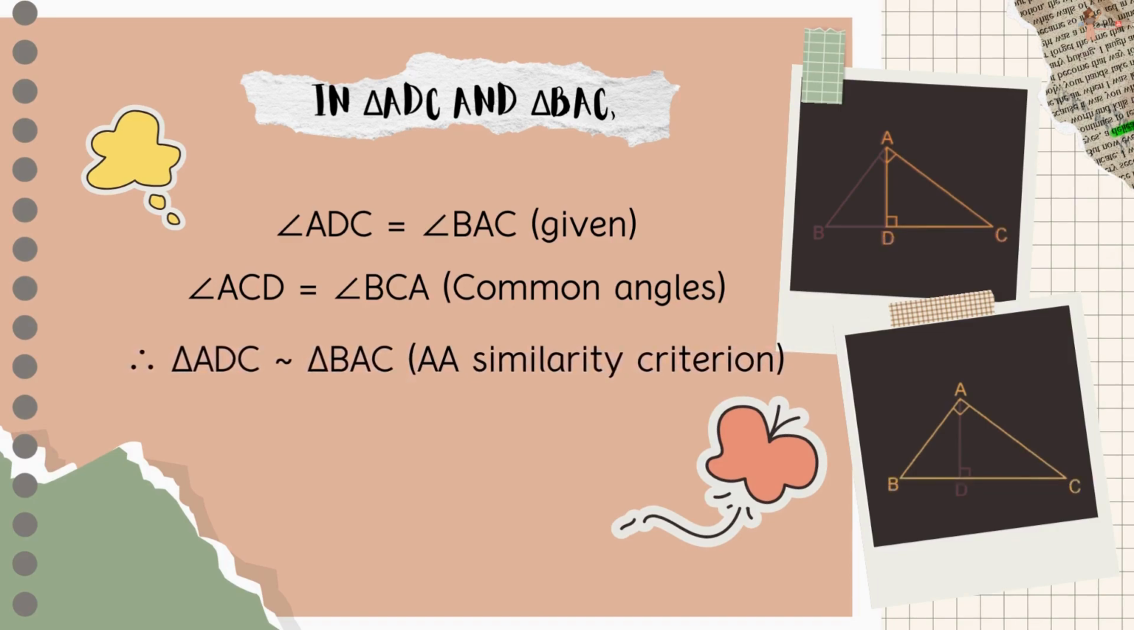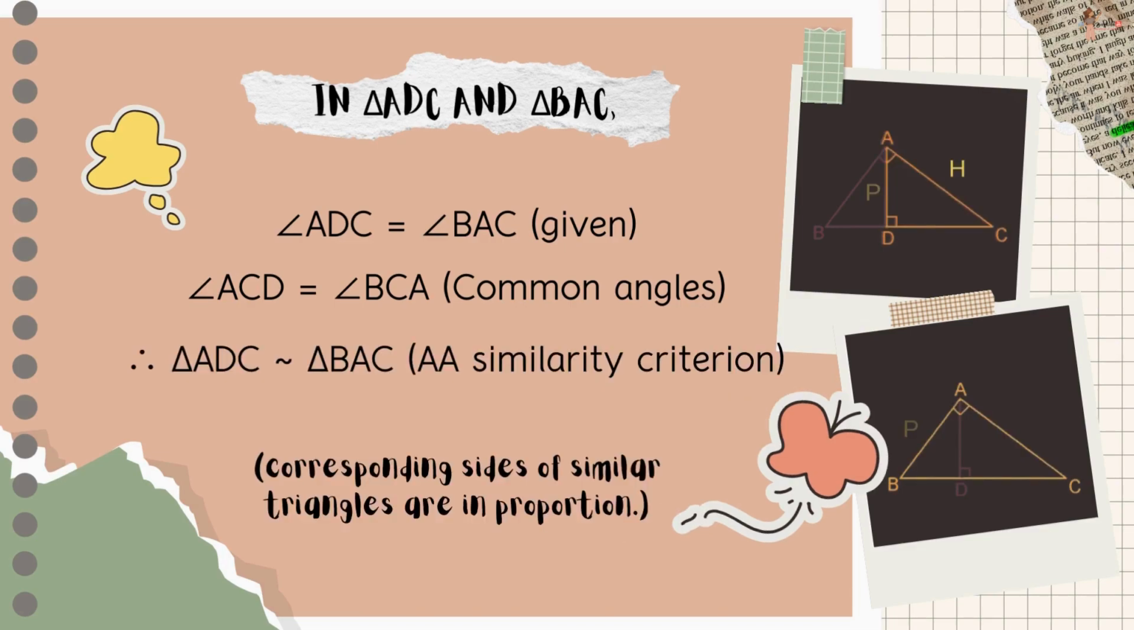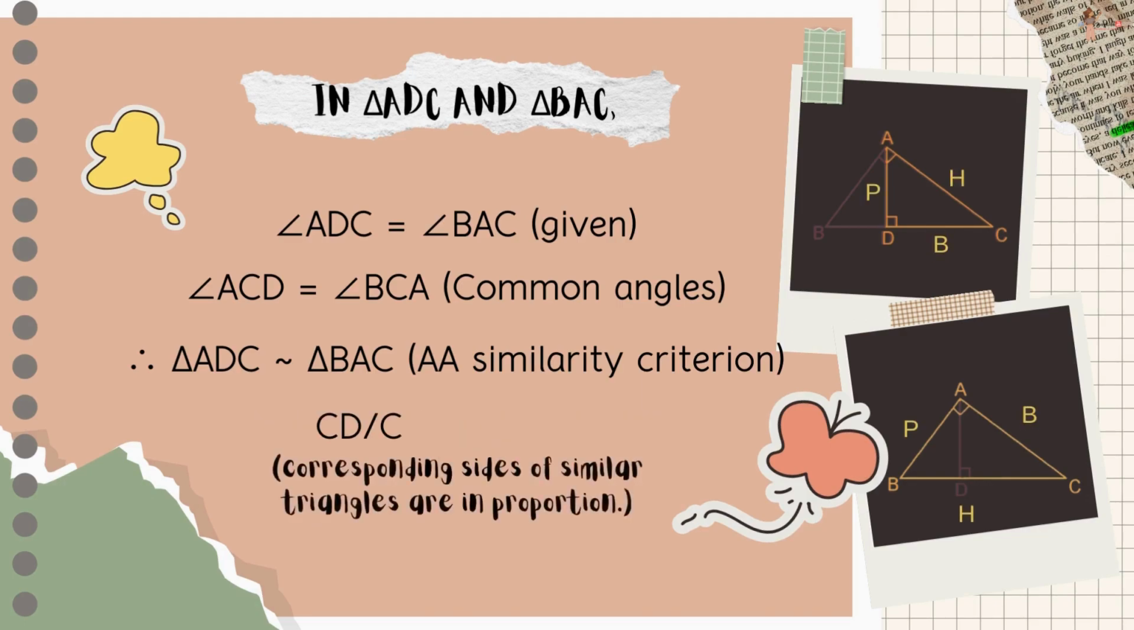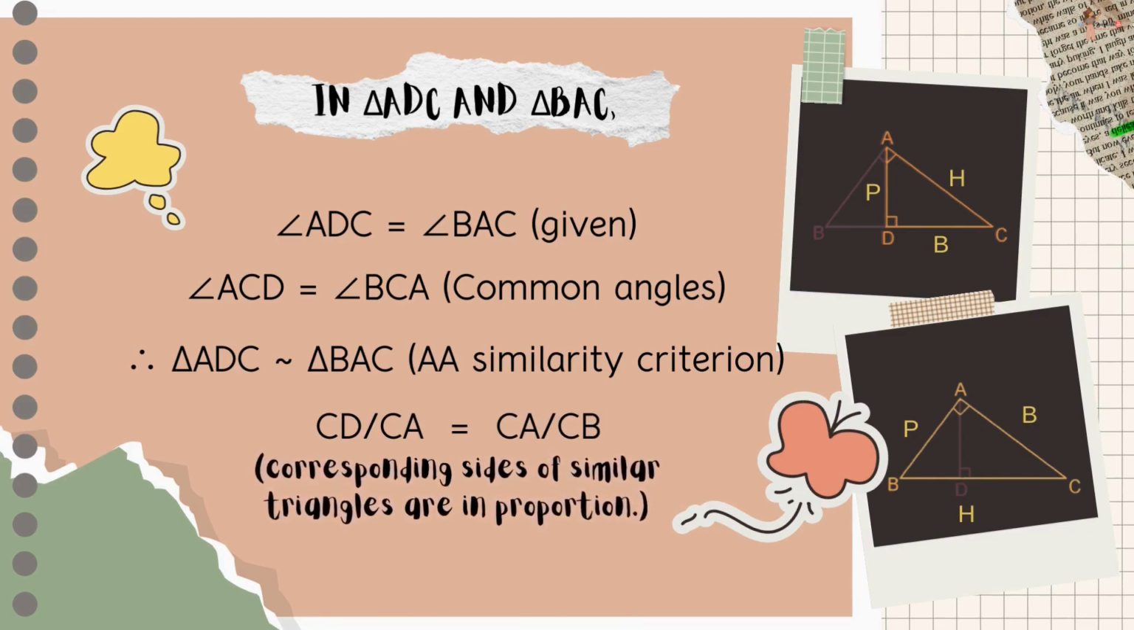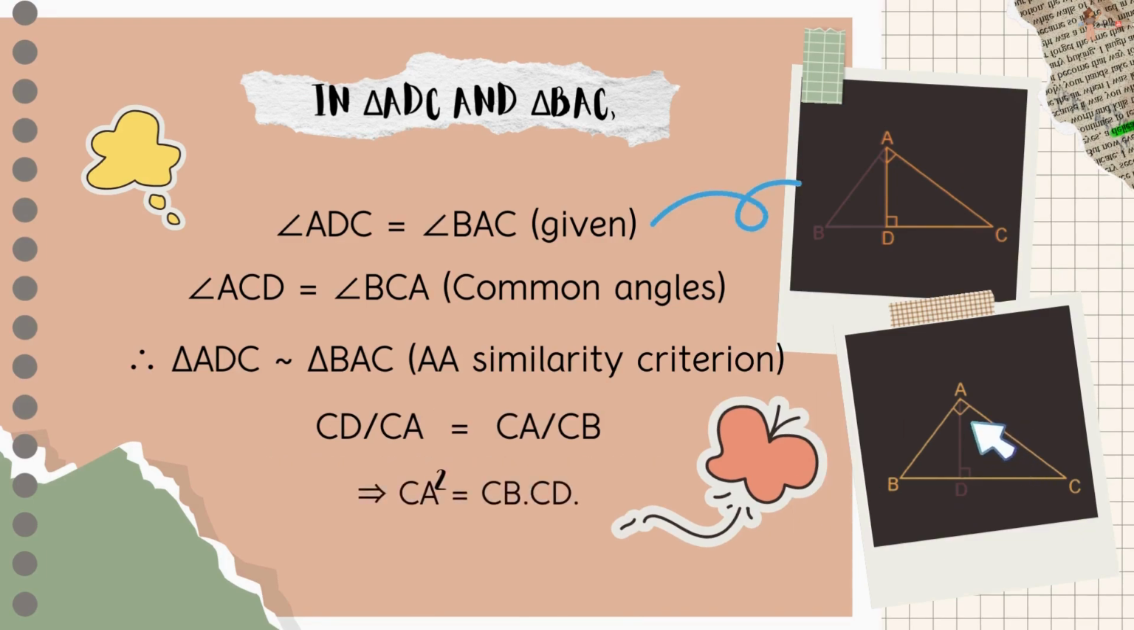We know that corresponding sides of similar triangles are in proportion, right? Therefore, base over hypotenuse of triangle ADC is equal to base over hypotenuse of triangle BAC. That means CA upon CB is equal to CD upon CA. This implies that CA square is equal to CB into CD. And this is what we wanted to prove.